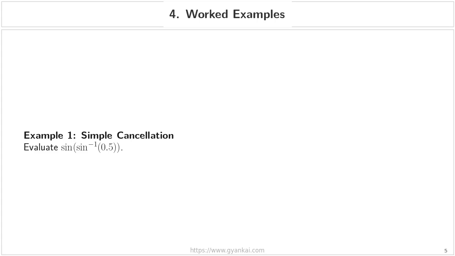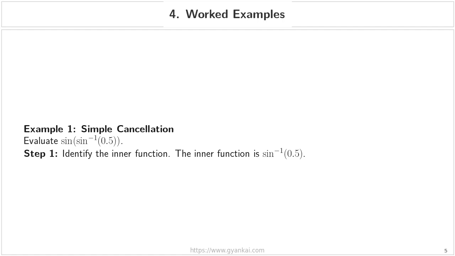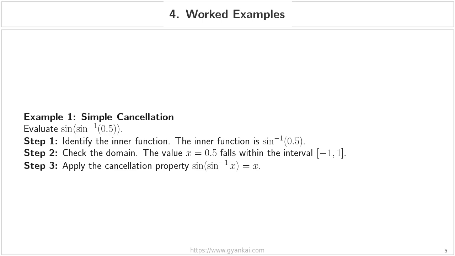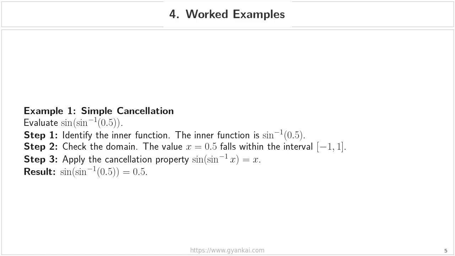We are asked to evaluate the sine of the inverse sine of 0.5. First, we identify the inner function, which in this case is the inverse sine of 0.5. Next, as we discussed in our second slide, we must verify the domain. We check if the value 0.5 falls within the required interval of -1 to 1. Since it does, the cancellation property is valid. Because the condition is met, we can directly apply the property where the sine of the inverse sine of x equals x. Therefore, the result is simply 0.5.